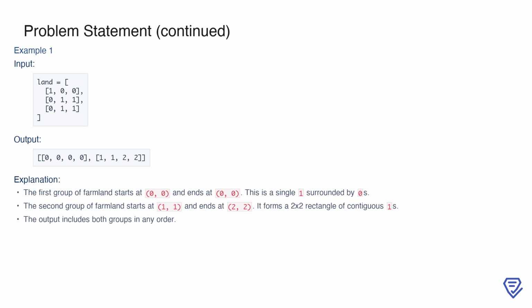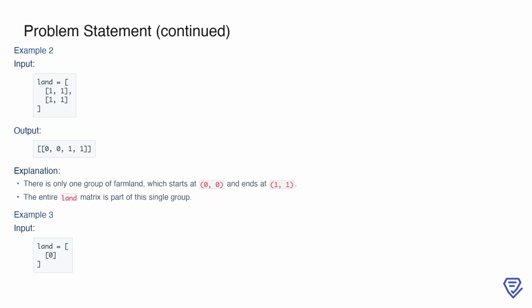Here, the input matrix land is a 3x3 grid where certain cells contain ones. The output for this input is 0, 0, 0, 0, 1, 1, 2, 2. Here's why: the first group of farmland consists of a single fertile cell at 0, 0. Since it is not connected to any other ones, its top left and bottom right corners are both 0, 0. The second group is a 2x2 rectangle of ones, starting at 1, 1, and ending at 2, 2. These two groups represent all the fertile land in the input matrix, so we return their coordinates as the result. Note that the output order does not matter, so these groups can appear in any sequence.